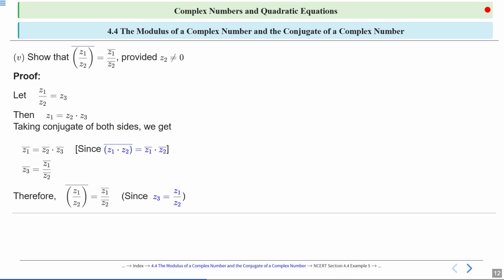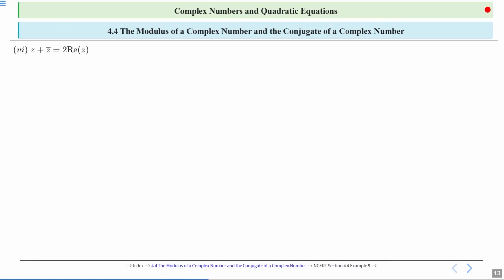Finally, we obtain conjugate of z1 divided by z2 equals conjugate of z1 divided by conjugate of z2, since z3 equals z1 divided by z2. Okay, I hope this proof is clear to all of you. Now we will look at two important properties of complex numbers involving their conjugates. The next property is z plus z conjugate equals 2 times the real part of z.